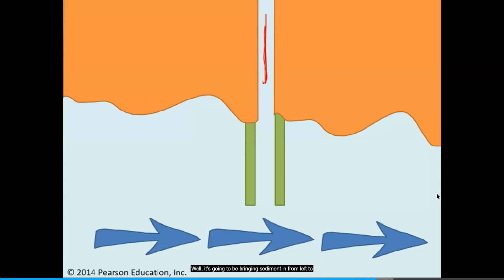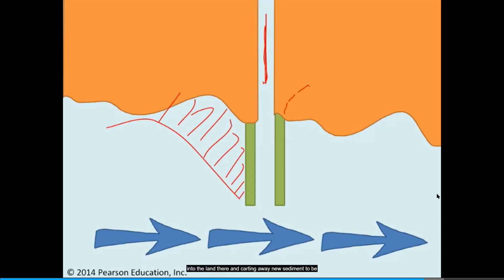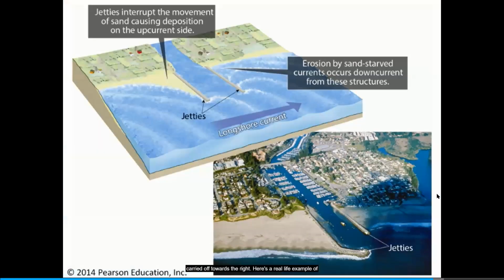Well, it's going to be bringing sediment in from left to right, but as that sediment hits this first jetty, it's going to tend to be deposited. And so we're going to tend to see deposition of new sediment in the up current direction from that jetty. Then the longshore current on the down current side of the second jetty is going to be sediment starved, and so it may actually end up eroding into the land there and carting away new sediment to be carried off towards the right.